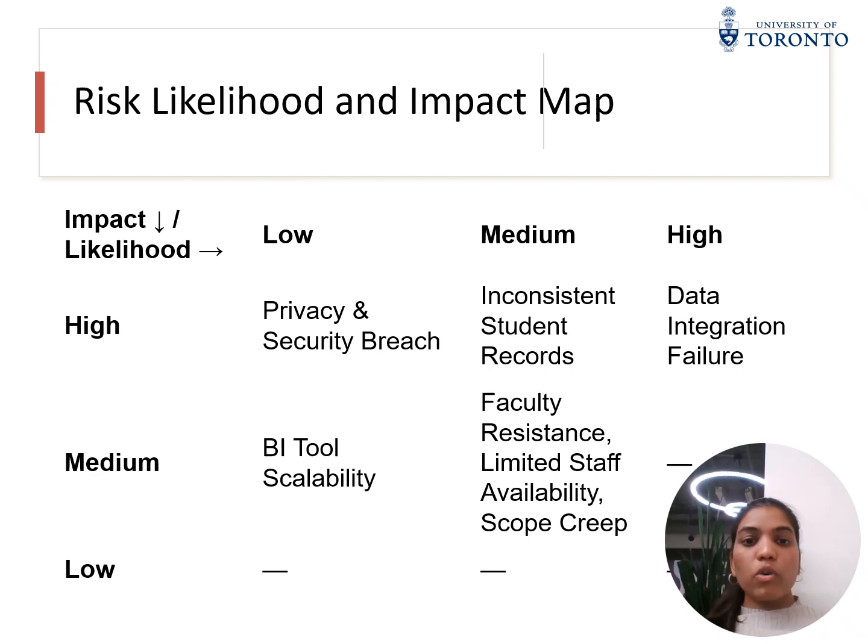Now we will be talking about the risk likelihood and impact map. This map helps us prioritize which risk to handle first. For example, high likelihood, high impact risks are privacy compliance and data standardization. These are the top priority. Then medium level risks such as delays or lack of resources need active monitoring. Low impact risks such as small technical issues will simply be tracked but not over managed. This approach ensures that we use our time and resources wisely.